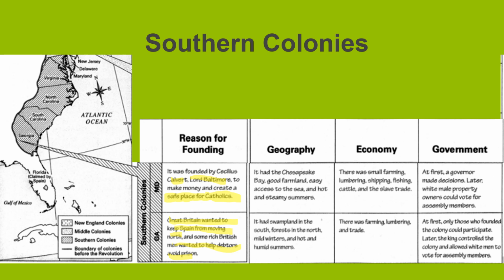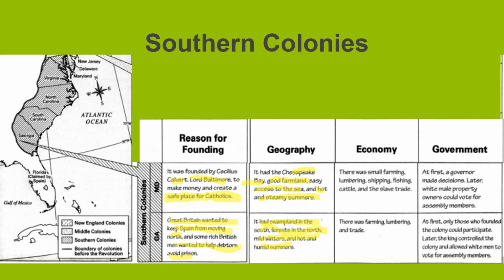The geography in the northern part had the Chesapeake Bay, had great farmland, easy access to the sea, but it had some very hot and steamy and humid summers, which was great for crops, especially tobacco, and then later on white gold, which is cotton. In the southern part of the region, a lot of swampland. In the south, forests. In the north, mild winters and hot, humid summers.